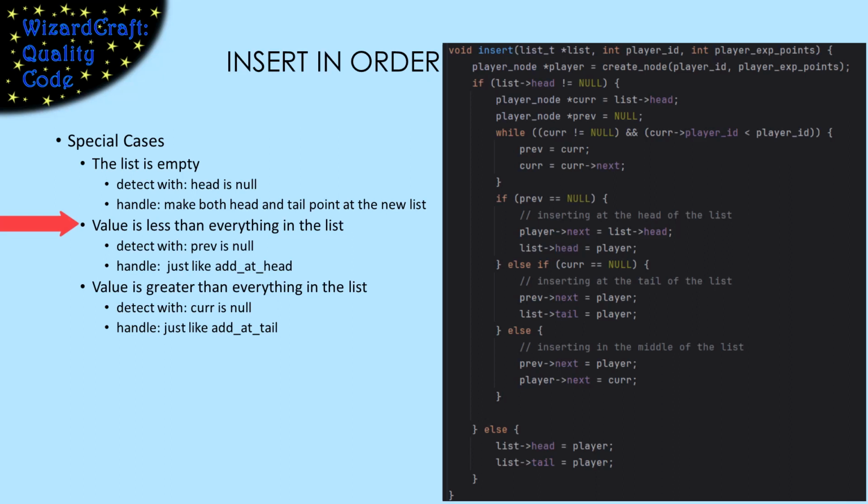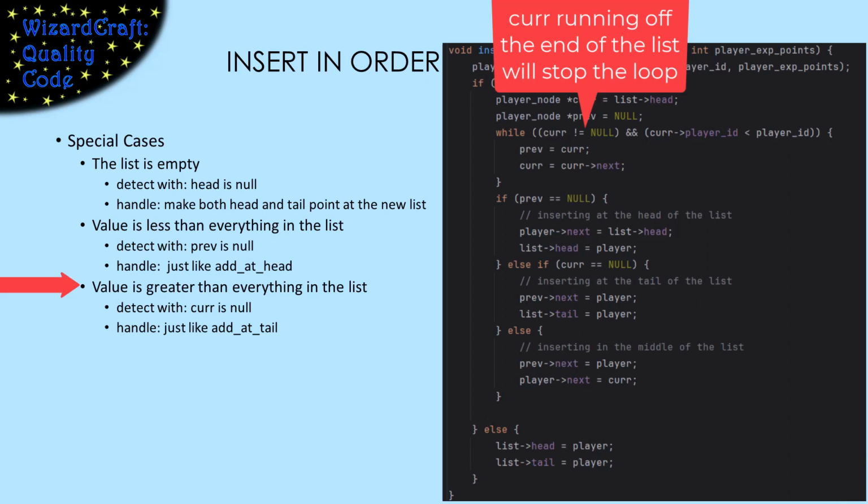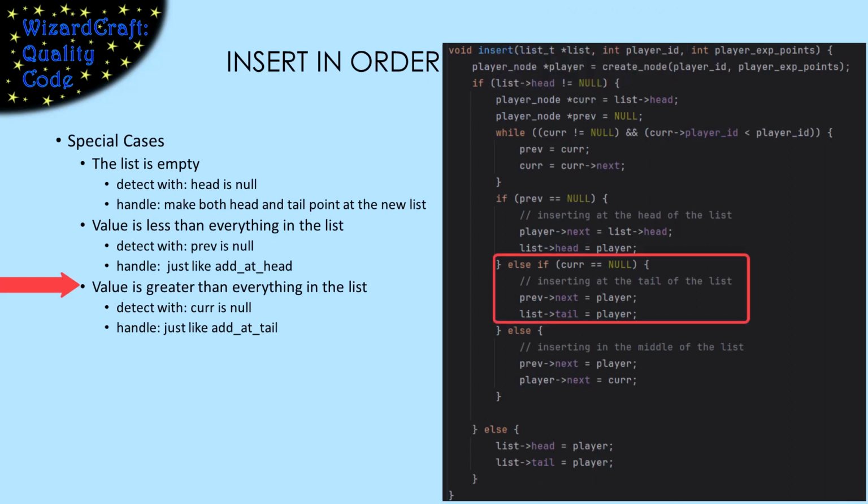If the value that we're inserting is less than everything in the list, the loop will stop before we move cur at all, so prev will still be null. If that's true, then we essentially want to do an added head that we talked about in the last video. Make the new node point to where the head points, and then make the head point at the new node. Similarly, if the node that we're inserting is greater than everything in the list, the loop will run all the way off the end of the list, so cur will be null. And we want to handle it just like we did added tail in the last video. Make the tail's next pointer point at the new node, and then make the tail point at the new node.